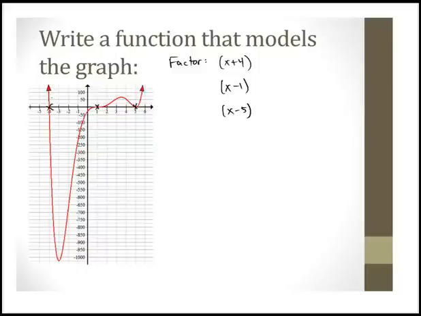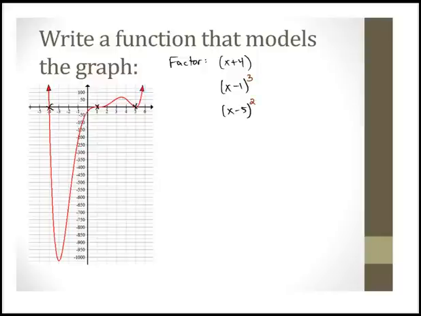Now, at x equals negative 4, it goes straight through, multiplicity 1. At x equals 1, it passes through but flattens out. So I'm going to guess that this is a multiplicity 3, x minus 1 cubed. At x equals 5, it does not pass through. Instead, it bounces off. So I'm going to guess that has a multiplicity 2.